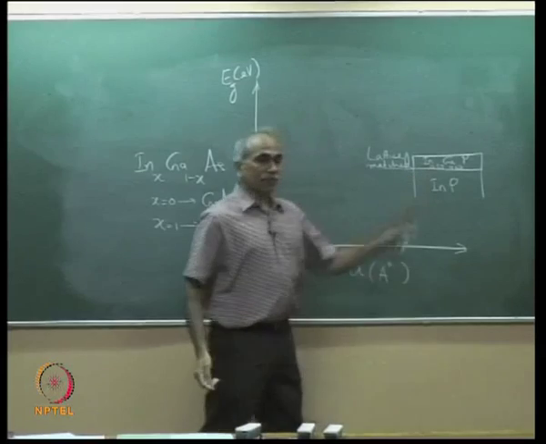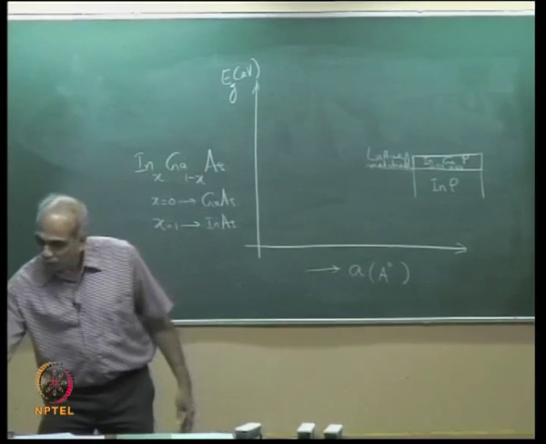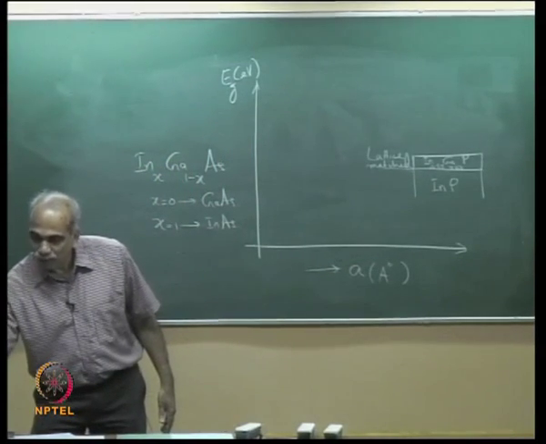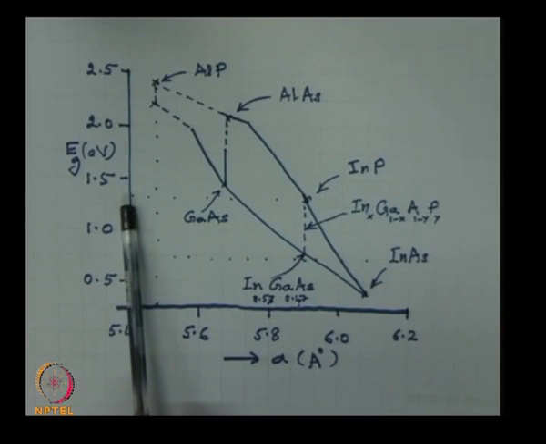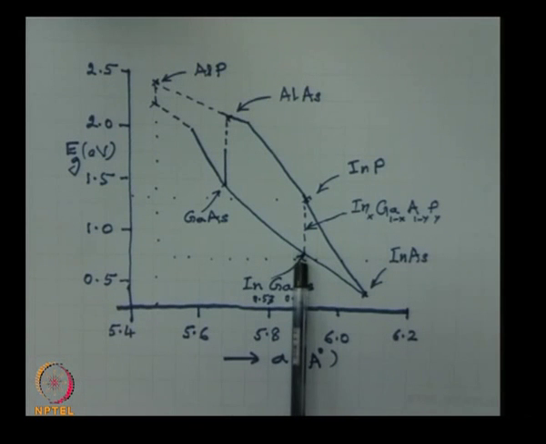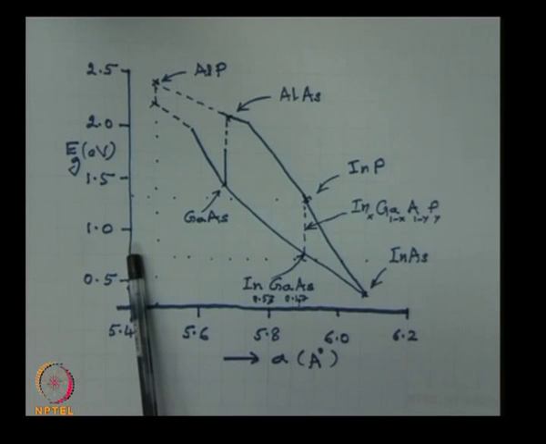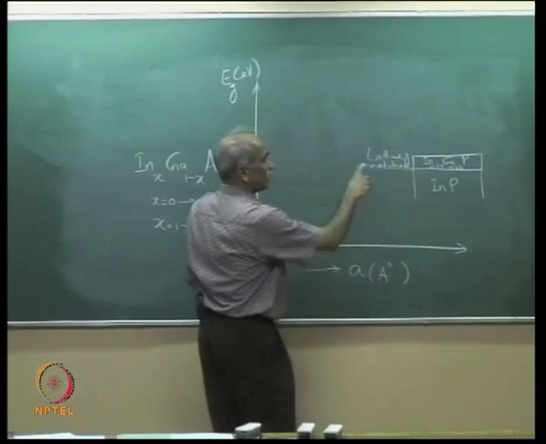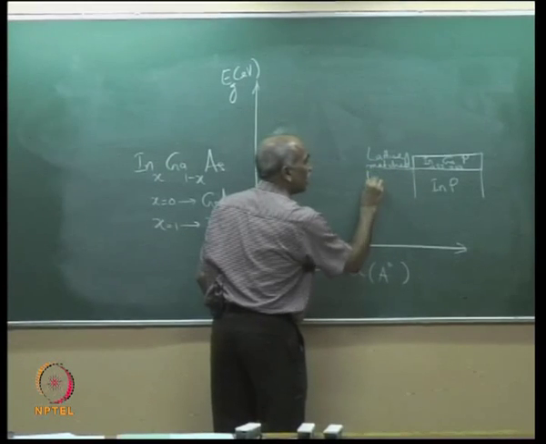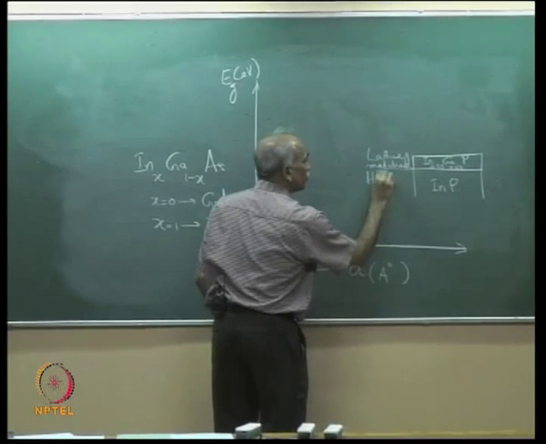But the band gaps are different. Indium phosphide has a band gap here of 1.35 and the material indium gallium arsenide has a band gap of 0.74 eV. So band gaps are different, but lattice constant is the same, which means it is a lattice matched heterojunction.